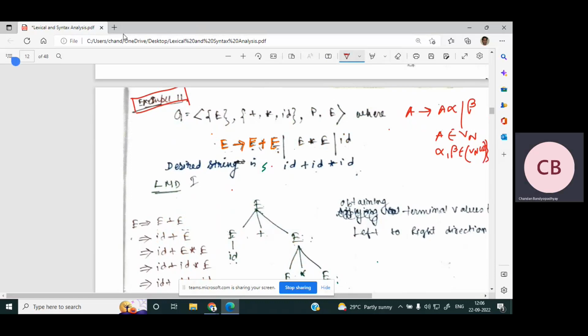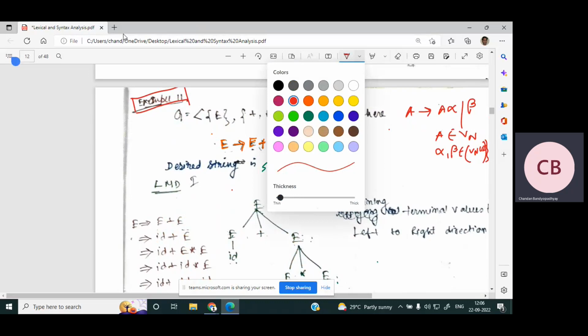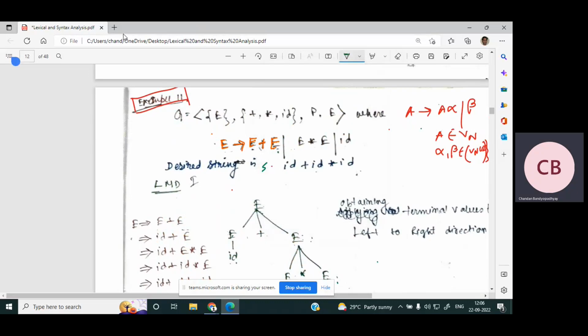So alpha and beta may be a terminal, may be a non-terminal. We are not bothering about that. If beta is a non-terminal, then there is a problem, and beta should be a terminal. Correct? Because otherwise you will not be able to end this rule here. Every time it will go on and on. Now, I'm trying to design the tree. A to A alpha.